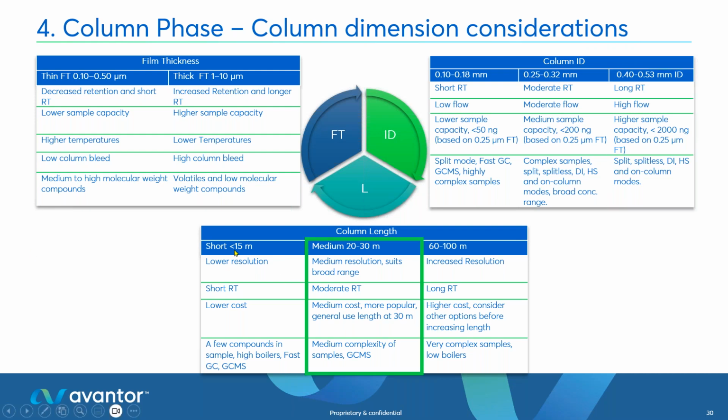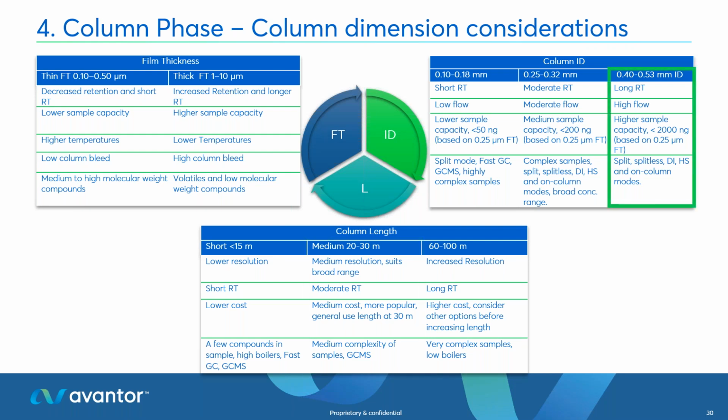And then just to go back, if you look at the shorter column, you can see lower resolution when it's on its own and you just shorten the column, but it has a shorter retention time, lower cost, and it's good for things like screening, high boilers, fast GC, GCMS. And then as the length increases, so 60 to 100 meters, you can see at the bottom it says very complex samples, low boilers. So you can see how some of the applications can even fall into things like the length of the column.